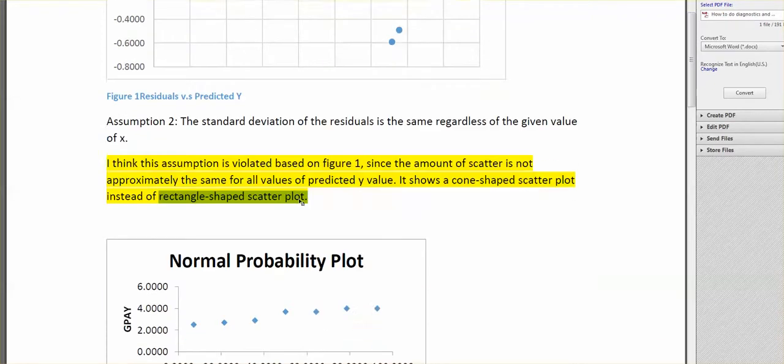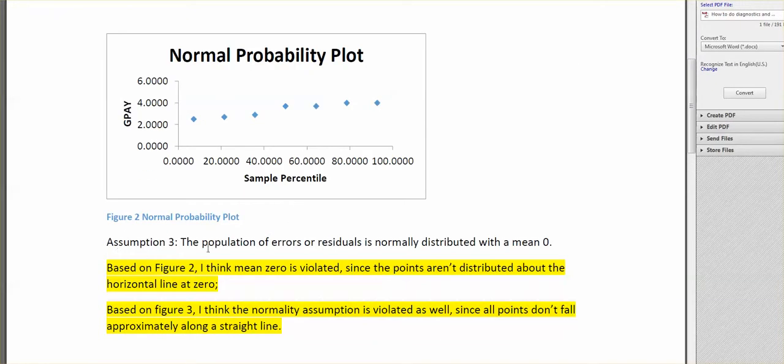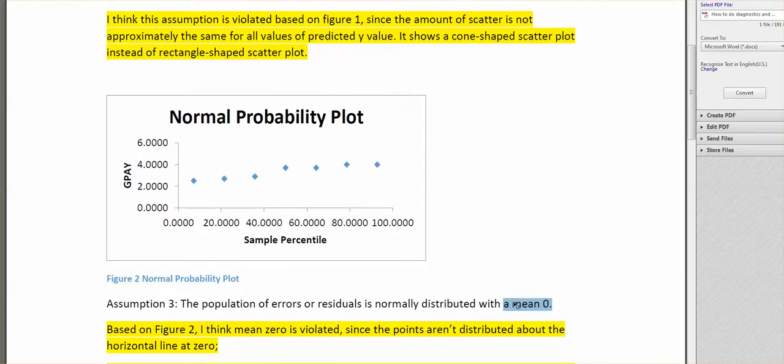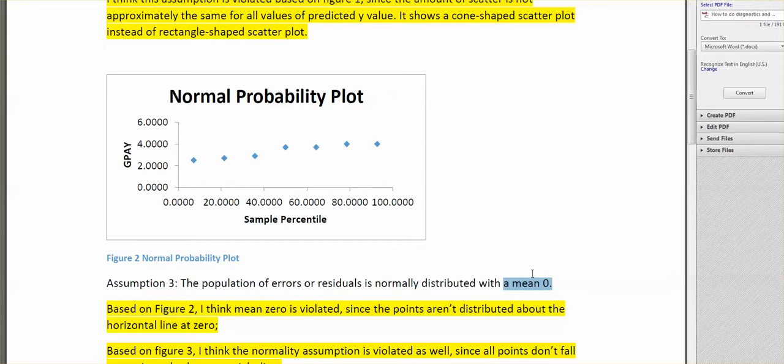So now let's look at our next assumption. Assumption 3: the population of errors, or residuals, is normally distributed with a mean of 0. For this assumption, we will test first the normal distribution, and second the mean of 0. If we want to test the mean of 0, which plot will we use? Figure 2 again. We will use the residual versus predicted y value again to test the mean of 0. The mean of 0 is not violated when the points are distributed about the horizontal line at 0.